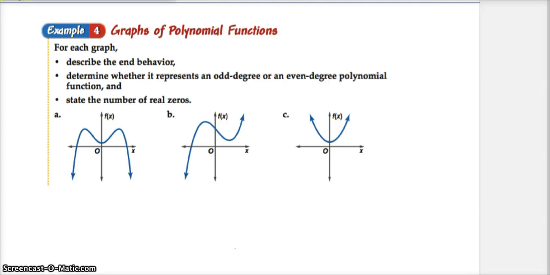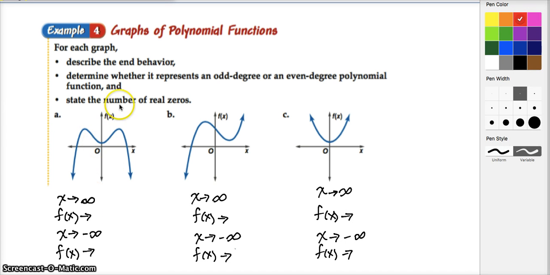So here are the graphs of some polynomial functions. For each graph, we need to describe the end behavior, determine whether it represents an odd degree or an even degree polynomial function, and state the number of zeros, the number of real zeros that are represented here. Okay, couple things we need to do. Let's get started with the first one.